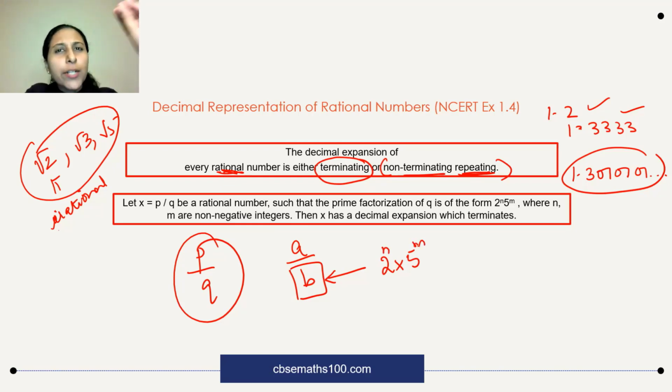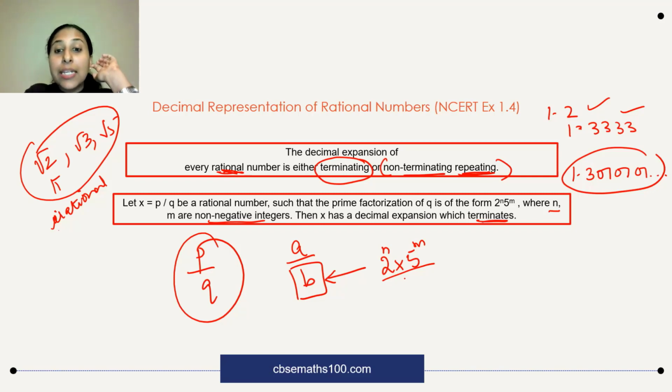As long as only 2 or 5 is there, that means that the prime factorization of B is in this form, 2 to the power n, 5 to the power m, where n and m are non-negative integers, or they are whole numbers. And hence, this type of number would have a terminating expansion. Okay, that is important. It has a terminating decimal expansion.